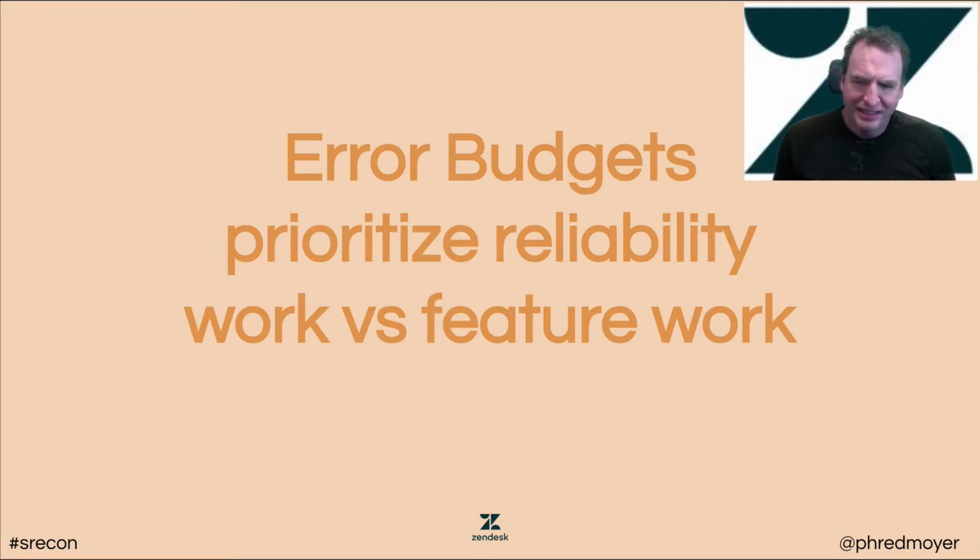Notice I didn't say SLO violation, which is like an SLA violation, because that's a one-time event per evaluation period. You violate your SLO when you have exhausted your error budget. And what happens when we exhaust our error budget? We should prioritize reliability work over feature work. This doesn't have to be a step function though.